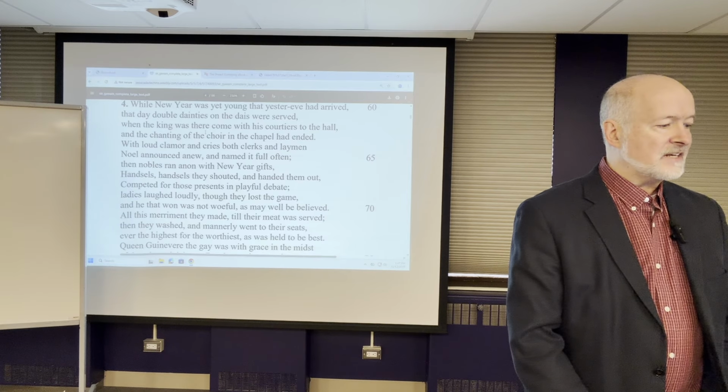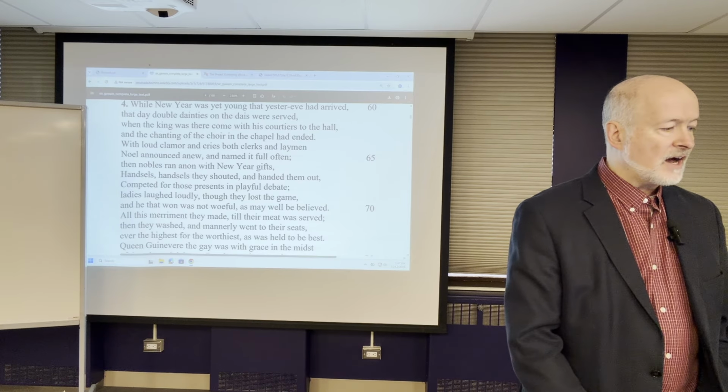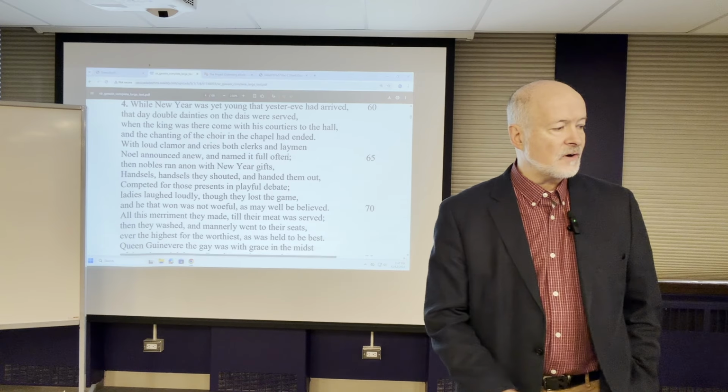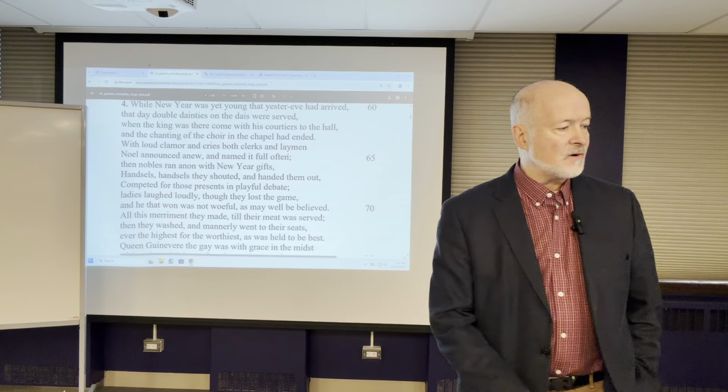While New Year was yet young, that day double dainties on the dais were served. When the king was there come with the courtiers to the hall, and the chanting of the choir in the chapel had ended, with loud clamor and cries, both clerks and laymen, Noel announced anew and named it full often.